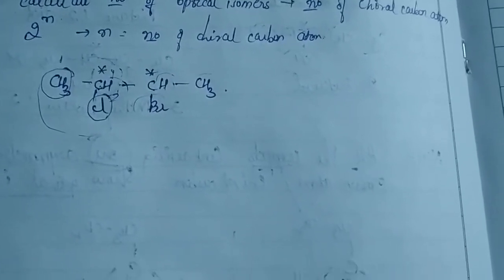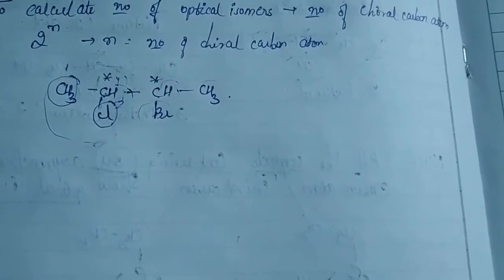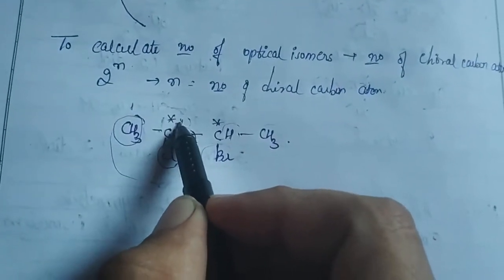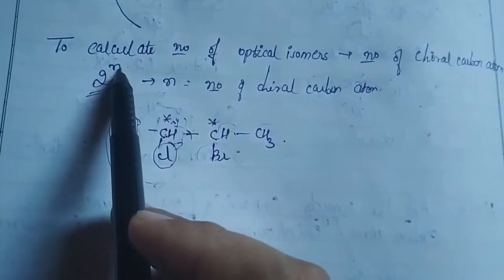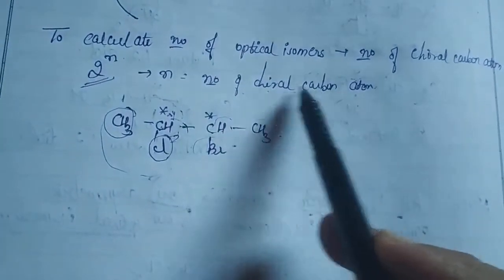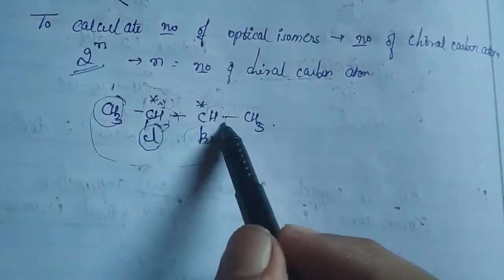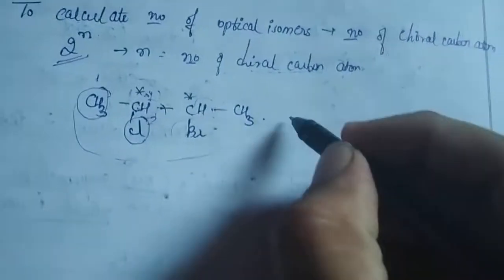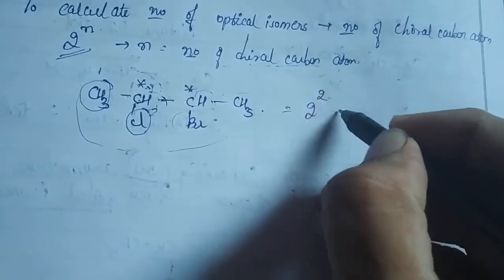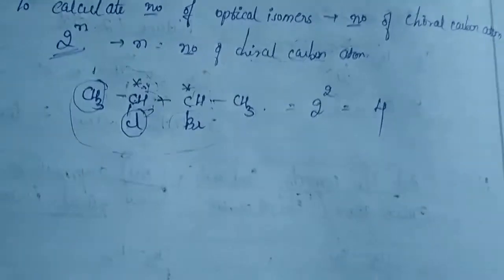With one chiral carbon, what did we see? We saw the D and L forms, 2 isomers for each structure. So here, what should we do now? We have to use this formula. What does this n signify? The number of chiral carbons. Since in this structure we have 2 chiral carbons, the possibilities are 2 to the power of 2, which equals 4.